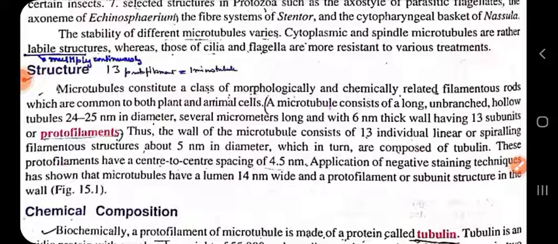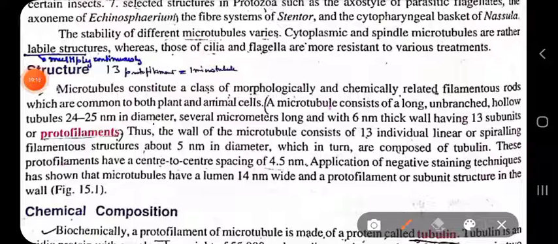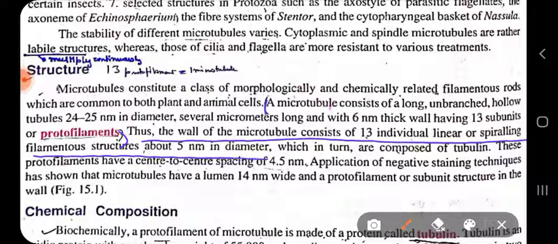Now, it is saying more about the microtubule here. Up to this much you can write. The wall of the microtubule consists of 13 individual linear or spiraling filamentous structures about 5 nanometer in diameter, which in turn are composed of tubulin.